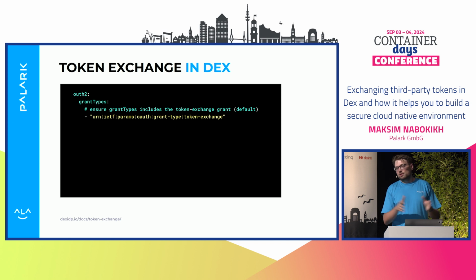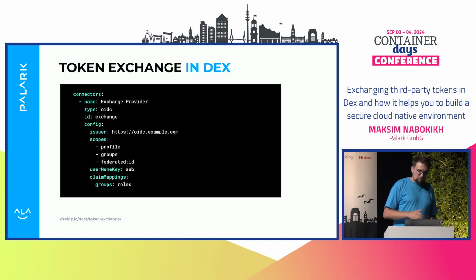To enable it in Dex, you don't need to do anything, but if you want to enable only the token exchange grant and forbid other grants, it's also possible to do it like this. And you need to define the connector. The connector is, as we discussed previously, the basic concept of Dex. If you defined a connector, you can use token exchange.